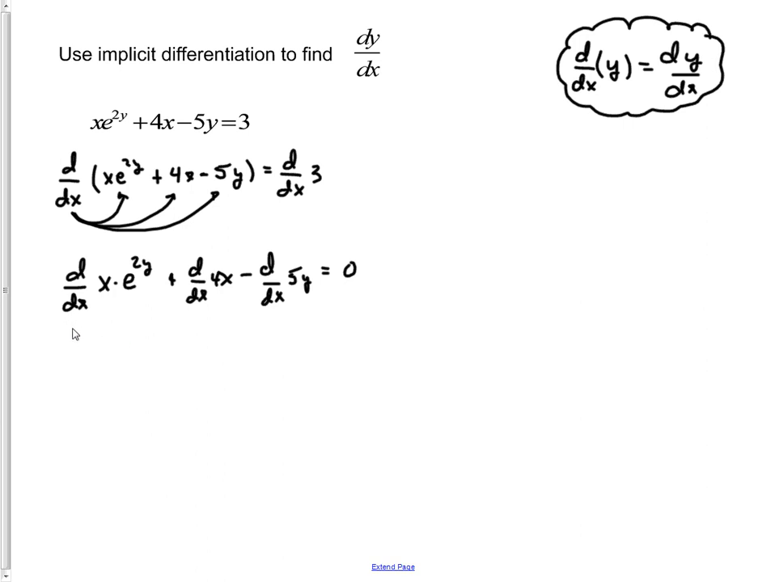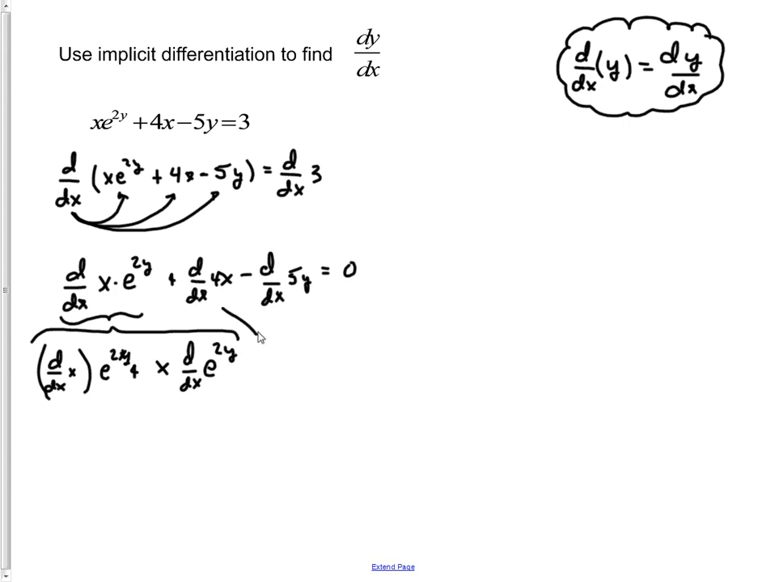So using our rules, this first term is going to be a product rule. We've got x times e to the 2y. In the product rule, we take the derivative of the first function, so the derivative with respect to x of x, times e to the 2y, and we add that to x times the derivative with respect to x of e to the 2y. That's by our product rule.